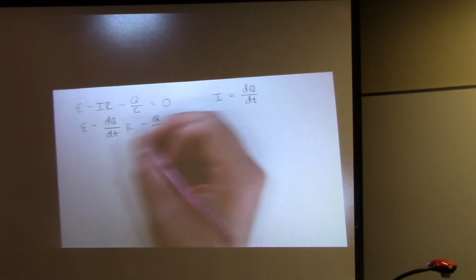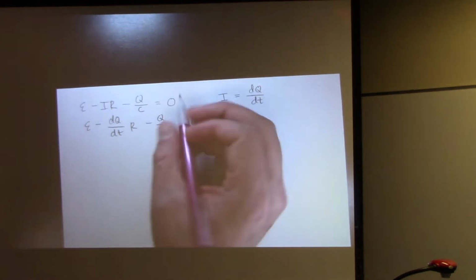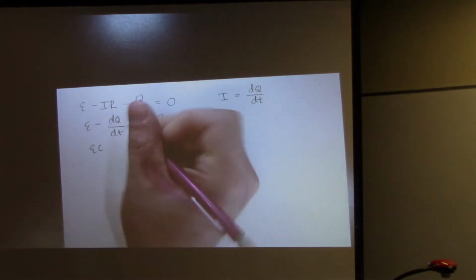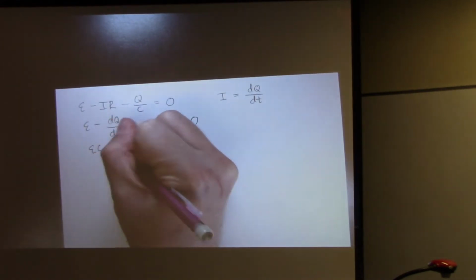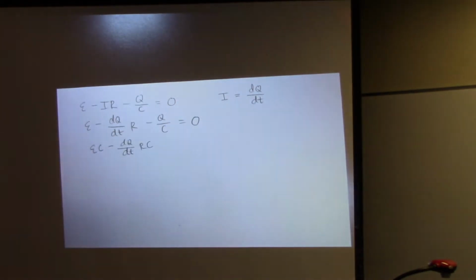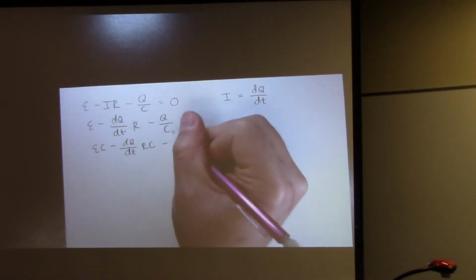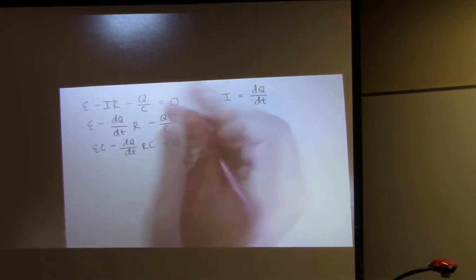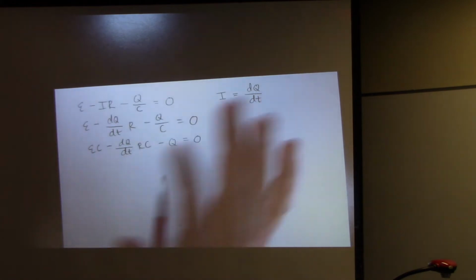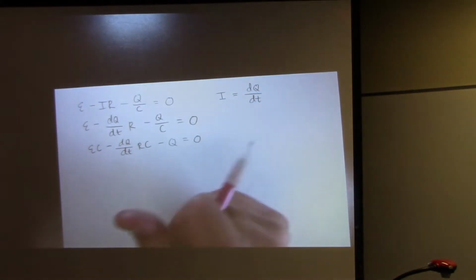All right, so the next step that I'm going to take is on both sides, let's multiply by C. So I'm going to have an epsilon C right here. I'm going to have minus dq/dt times RC for my second term. And in my third term, if I multiply by C, I'm just going to have minus q. And then the other side's still going to be 0 because C times 0 is still 0.